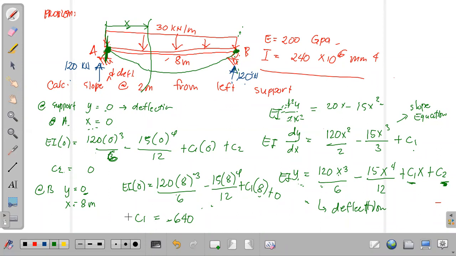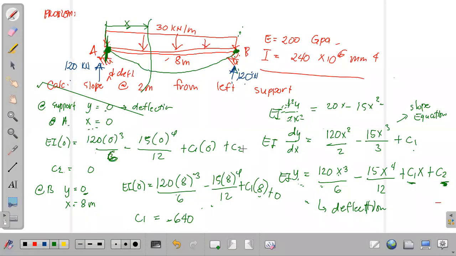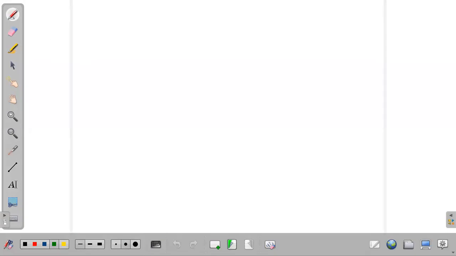Okay. We can now solve yung hinahanap natin na slope at deflection. Yung slope at deflection at 2 meter from the left support. Sinabing 2 meter from the left support, ang left support natin ay A. So ano yung kinukuha natin? Slope at deflection at x is equal to 2. At 2 meters, yung magiging x natin is 2 meter.